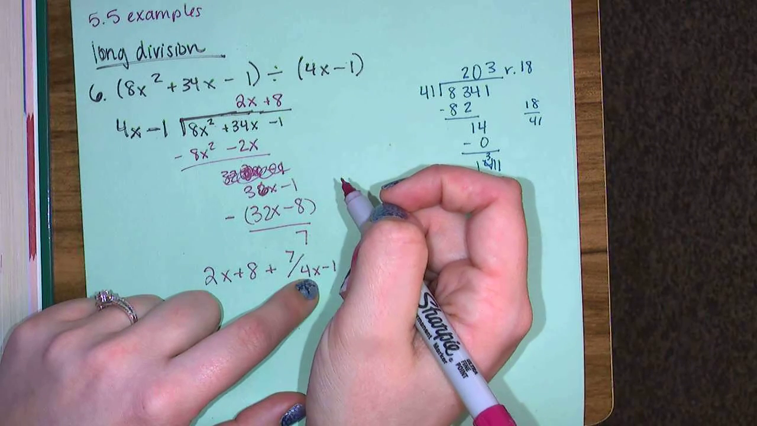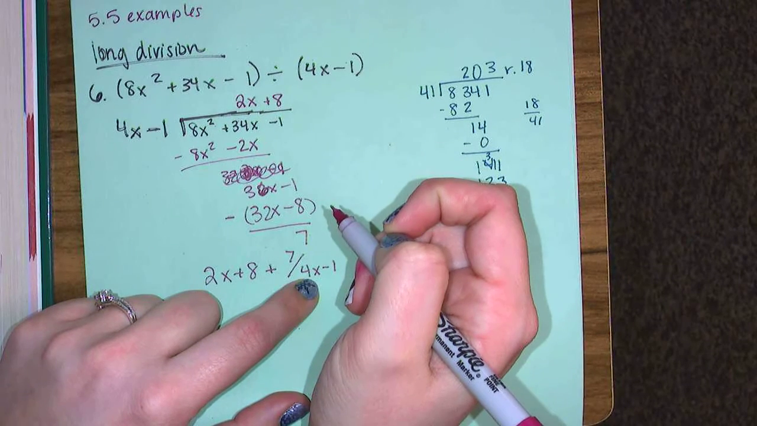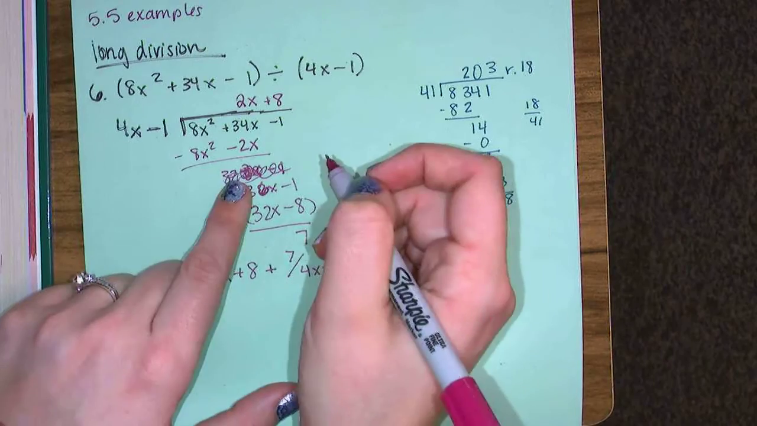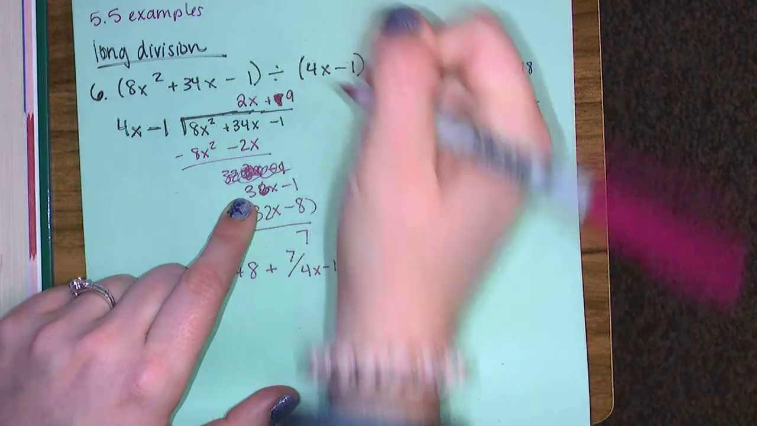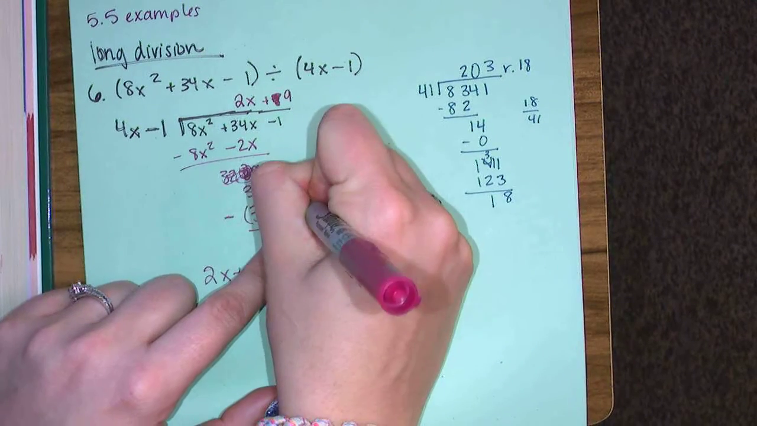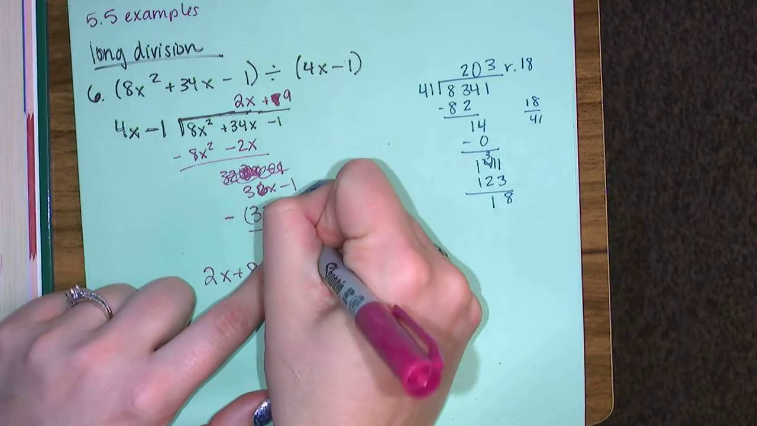Because that's what I'm dividing 7 by. Because that was the remainder. Okay, so this was 36, so then this should have been a 9. This also should have been a 9, making this an 8.